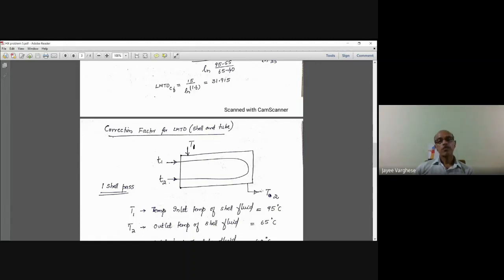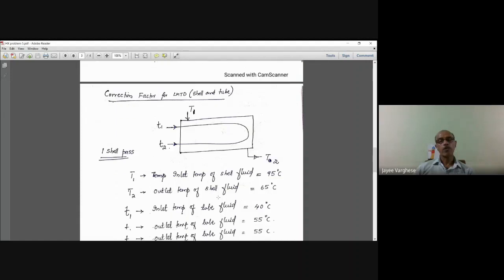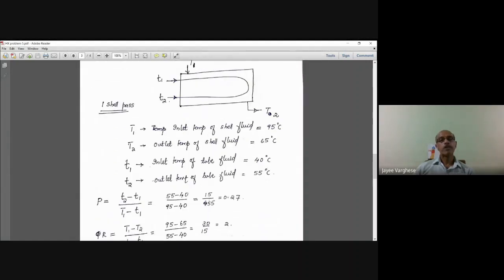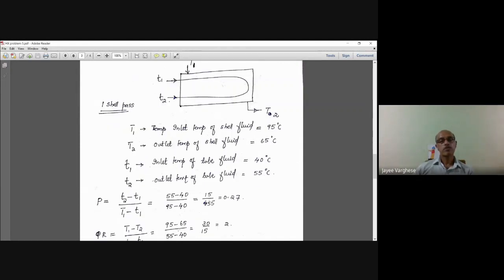One shell pass and any number of tube passes is given by this chart. So this is a schematic of it. Capital T1 and capital T2 are the inlet and outlet temperatures of the shell fluid, and small t1 and small t2 are the inlet and outlet temperatures of the tube fluid. Knowing these values, now we can obtain the correction factor from charts available in the data book. So for that, these temperatures are explained here.